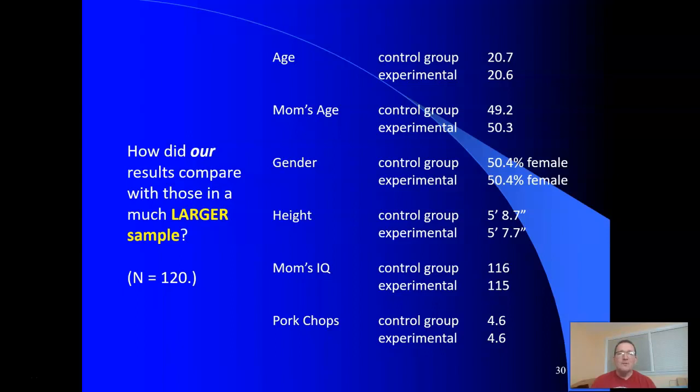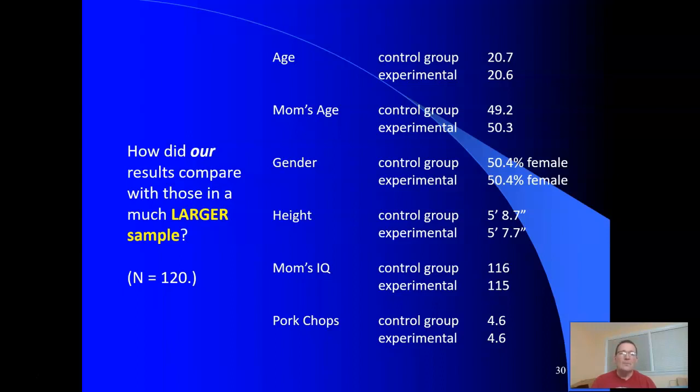They were almost perfectly matched in mother's age. A year at age 50 is not a big deal. They were a tenth of a year, so only about a month apart in age. Notice they're a little closer to 21, a bit older. Mom's IQs, both of them bright normal. The number of pork chops eaten, 4.6 in both. Now, this is Buffalo, where there are lots of meat lovers, by the way. 4.6 in both groups.